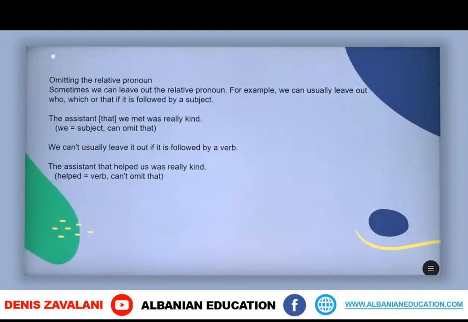Omitting the relative pronoun. Sometimes we can leave out the relative pronoun. For example, we can usually leave out who, which, or that if it is followed by a subject. As in the example, the assistant that we met was really kind. We can usually leave it out if it is followed by a verb. The assistant that helped us was really kind. So, helped, the verb, we cannot omit that.